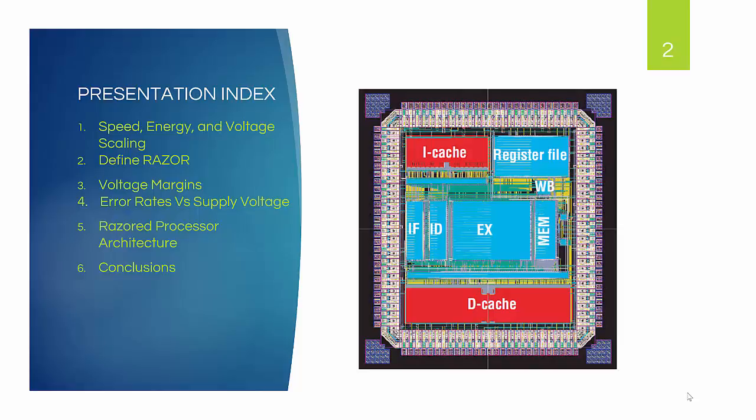In the first part, we introduce the relationship between speed, energy, and voltage, where we define what Razor is. In the second part, we will explain the existing voltage margins and the relation between error rates and the supply voltage. In the last part comes the basic Razor architecture and the main conclusions that we found.